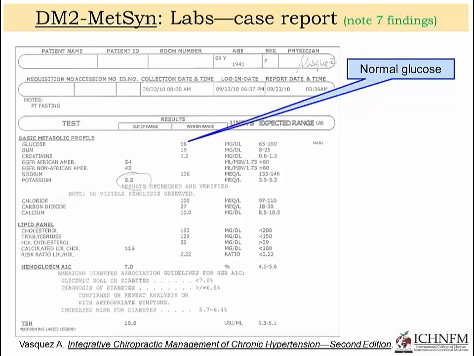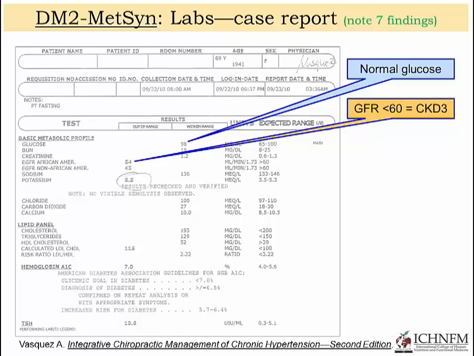BUN looks okay. Creatinine's a little high, though. Remember, 1.4 in a woman is suspicious, and she's at 1.2, so I would flag that in my own mind. If you look at her creatinine in conjunction with her other anthropomorphic parameters, we get a GFR below 60. I'm not happy with that. Her GFR for an African American is at 54. So she's in trouble. So we call this chronic kidney disease stage 3.